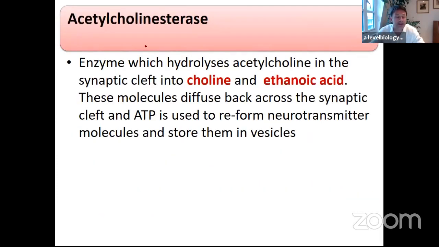So now we've got acetylcholine esterase. Now, it being called 'ase' means it's an enzyme. So acetylcholine esterase hydrolyzes or digests acetylcholine into choline and ethanoic acid. Now that resets the junction, because those then diffuse back across the synaptic cleft, and then ATP is used to reform the choline and ethanoic acid back into acetylcholine, which is then stored in the vesicles.